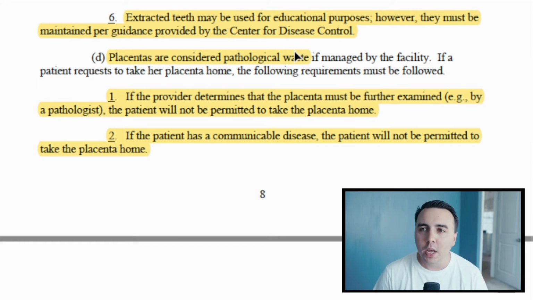It next says placentas are considered pathological waste. It says if a patient requests to take her placenta home, the following requirements must be followed. There are a lot of people out there that believe the placenta has a lot of nutrients and is still viable to be used for those nutrients. If you ever want to Google something, there are people that make capsules with the placenta inside of it and take those after they have their child because they feel like they could still recapture that and don't want it to go to waste. That's one of the beliefs that are out there, so that's what they're referring to when they get into this subject.